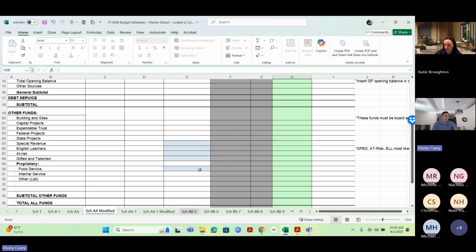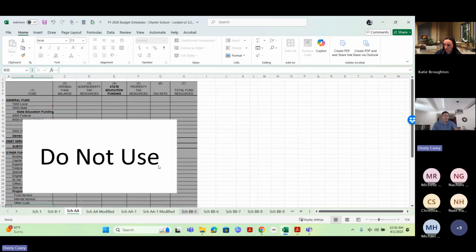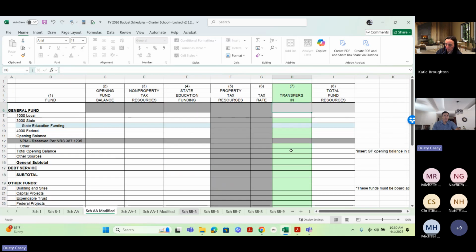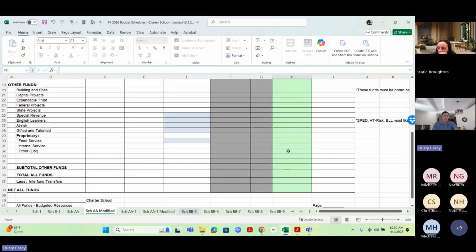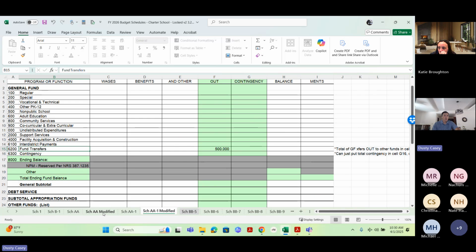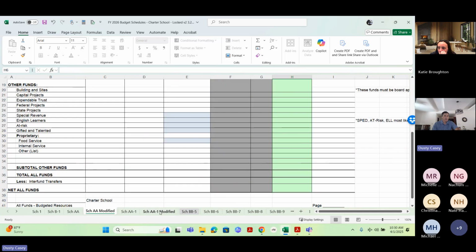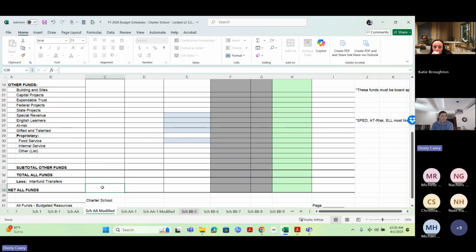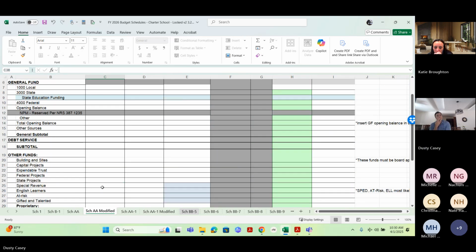They are allowing districts to use the AAs, but after we looked at them, they were even more confusing than the AA modifieds because they didn't have things like transfers in and out, and they also didn't have contingency. So we chose as SPCSA to confine you to the modified tabs. So only do the modified ones. That way it's consistent across all charter schools. And if we have any questions or if Department of Taxation has any direction on how to better fill those tabs out, we're all on the same ones.